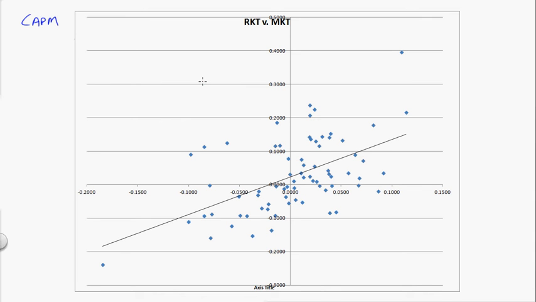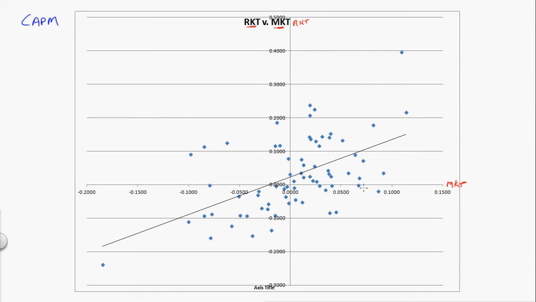Okay, today we want to talk about the CAPM. Now look at the picture that I've drawn here. RKT is Rock-Ten. Rock-Ten is a Georgia-based company that makes cardboard products. If you've had Chinese takeout food, the box that the food came in was probably made by Rock-Ten. MKT is the market. So I want to know, is there a relationship between the returns on Rock-Ten and the returns on the market? So I've plotted on the x-axis returns on the market, and on the y-axis the returns on Rock-Ten.